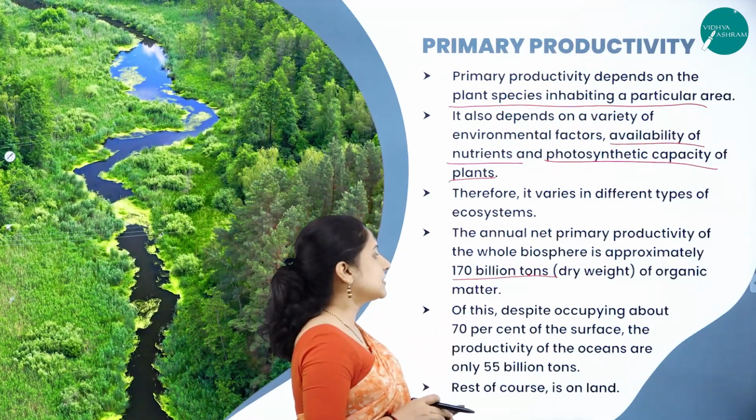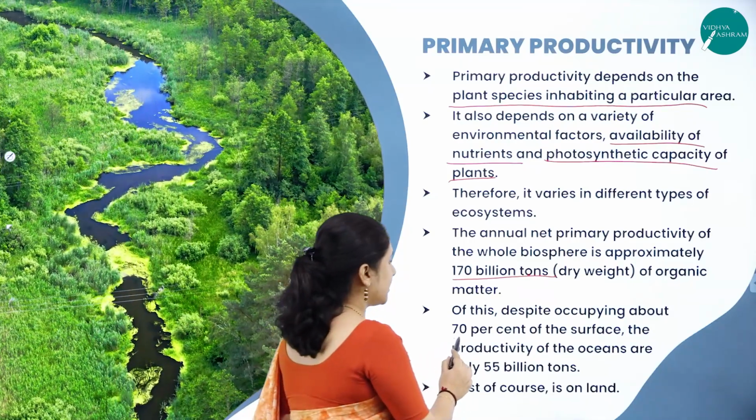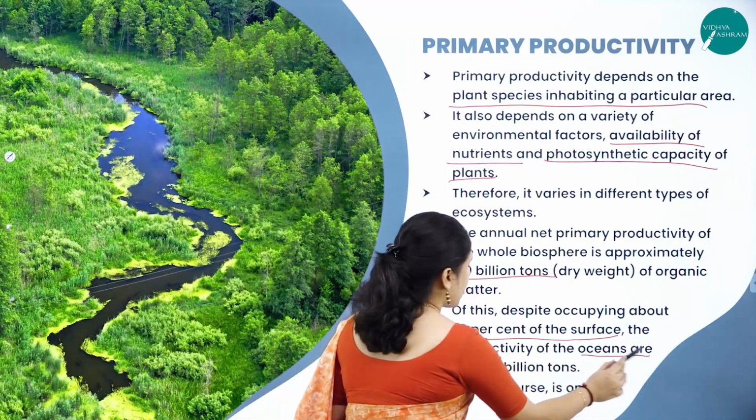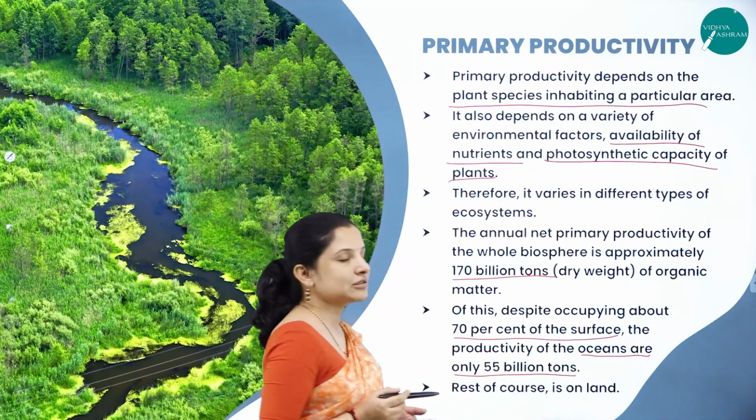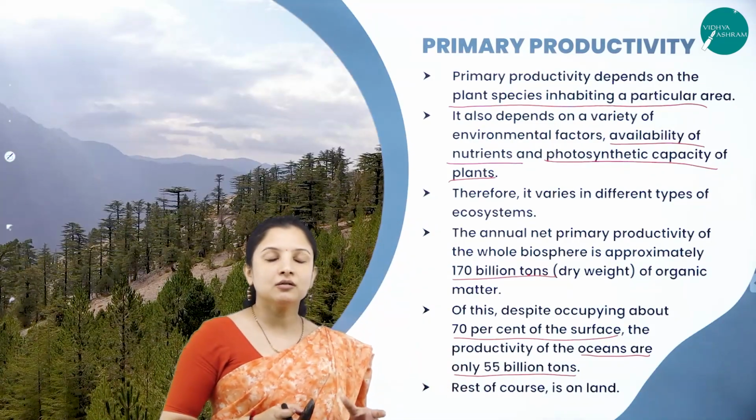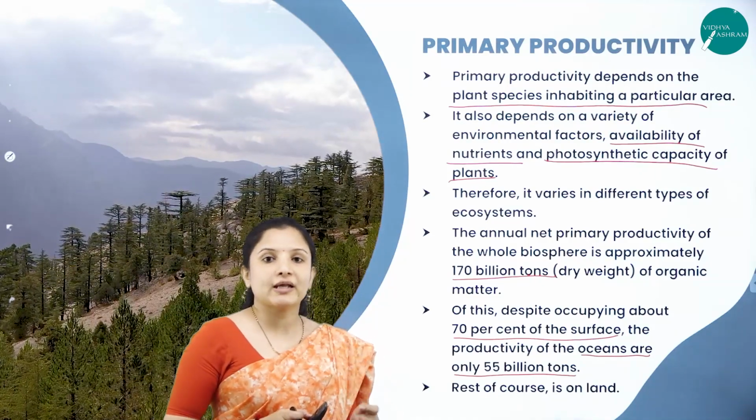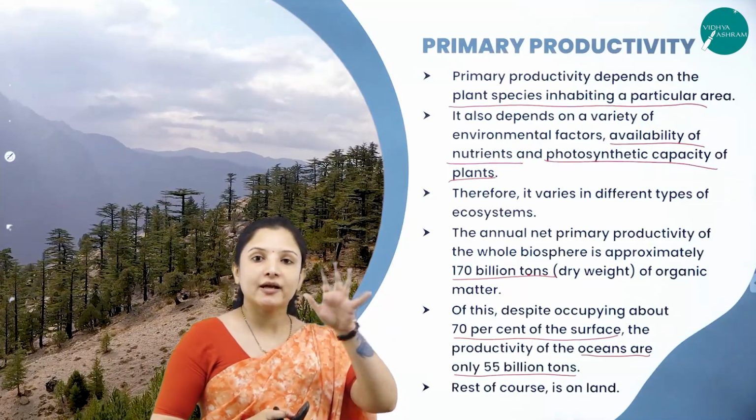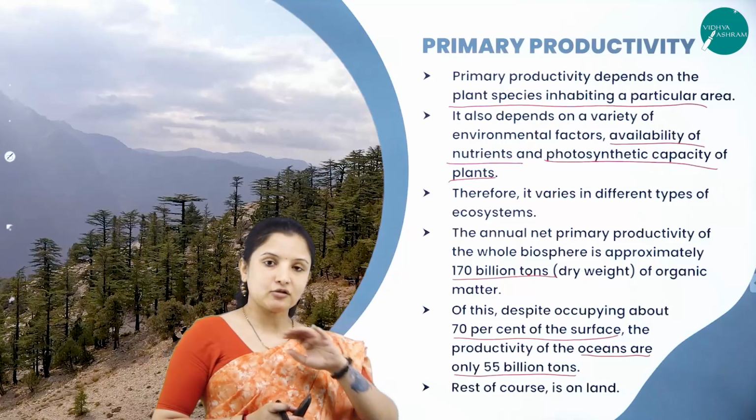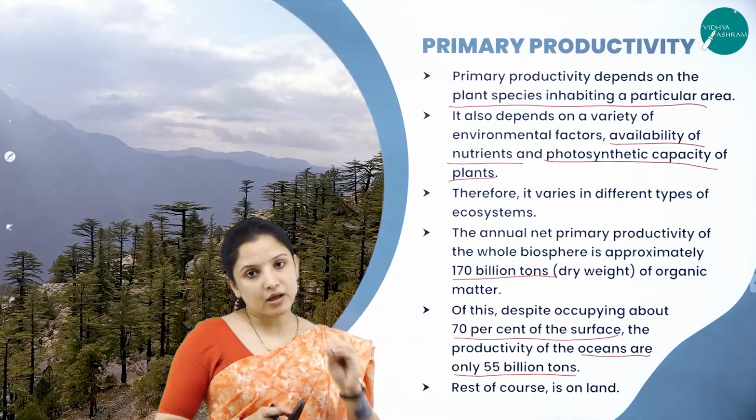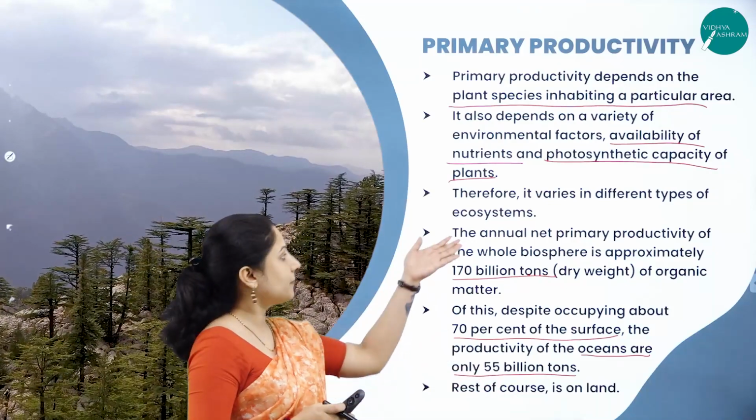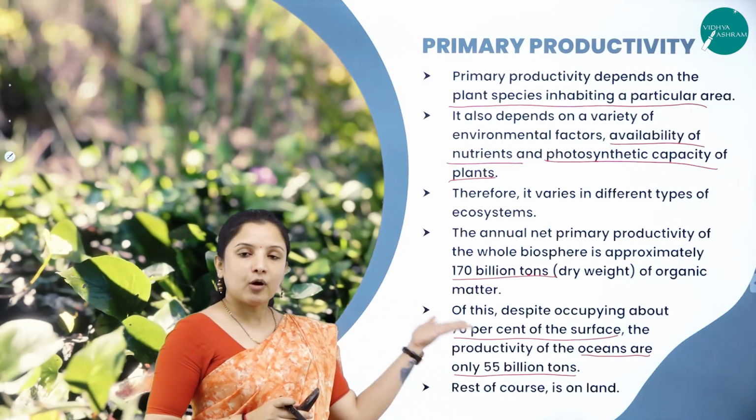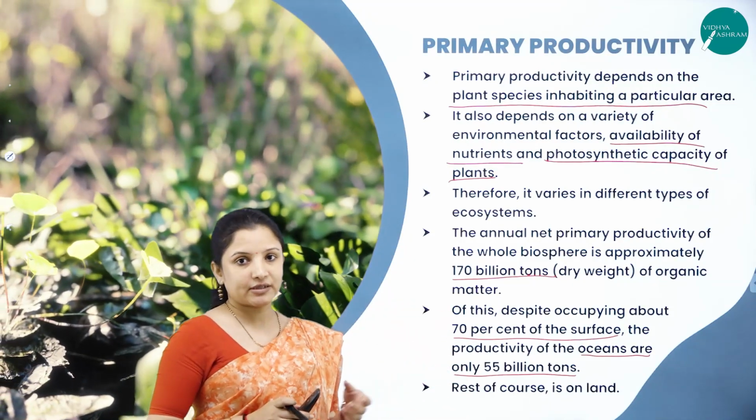And of this, despite occupying about 70% of the surface, the productivity of the oceans is only 5 billion tons. Why is the productivity of oceans only 5 billion tons? Because in oceans, the availability of the autotrophs is very, very less. Though ocean area is more and land area is less on this earth, right? But in spite of the ocean area being more, the primary productivity of the ocean is very, very less when compared to the primary productivity in the land area. Because in oceans, the amount of autotrophs that are present is very, very less. So, that is the reason.